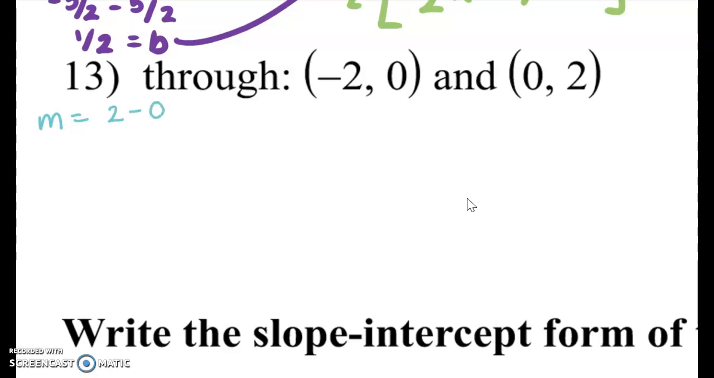So 2 minus 0 over 0 minus negative 2. You got to be careful with that. So it's going to become plus positive. So I'm going to have 2 up top over 2 on the bottom. So my slope's actually just going to be 1.